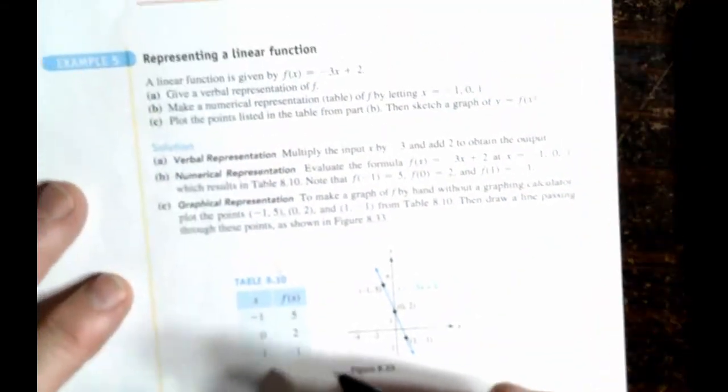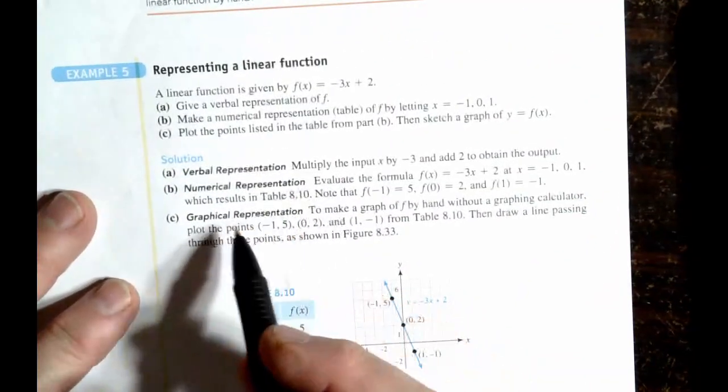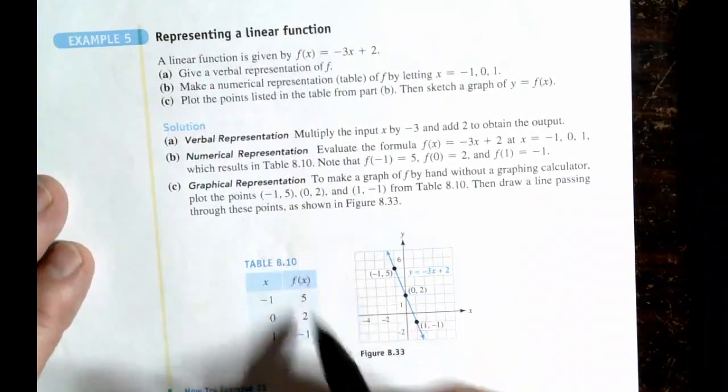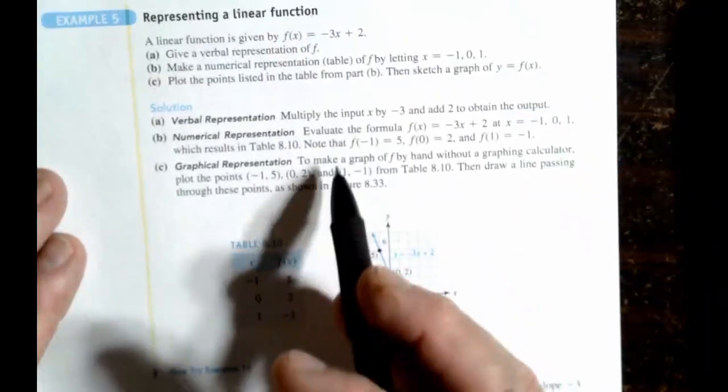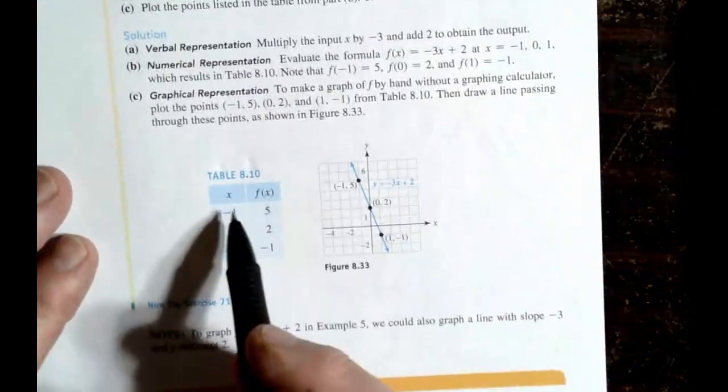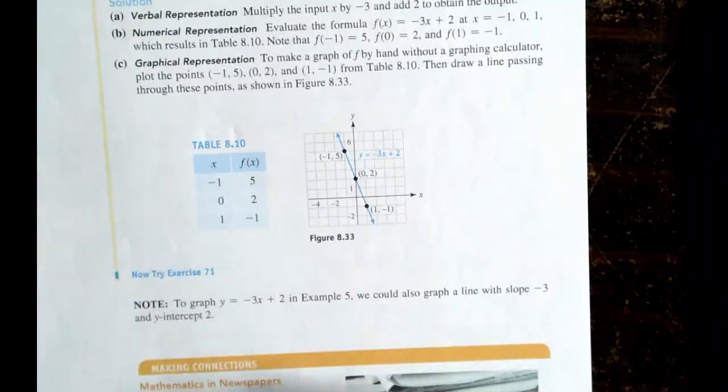So how do you represent a function? Well, you can represent it by words, you can represent it numerically by a table, or you can graph it. And so words is multiply the input by -3 and add 2. And then the table is this one, and the graph is that one.